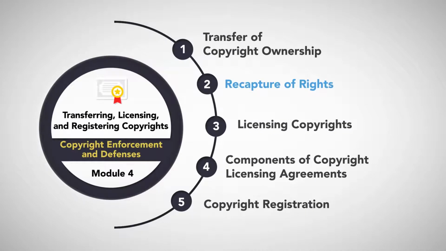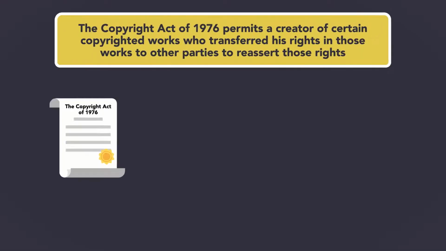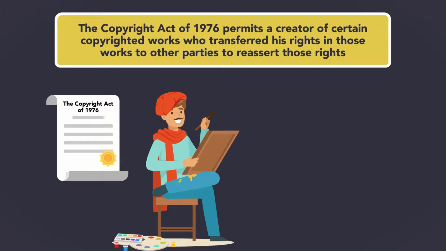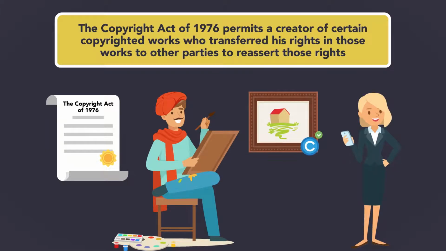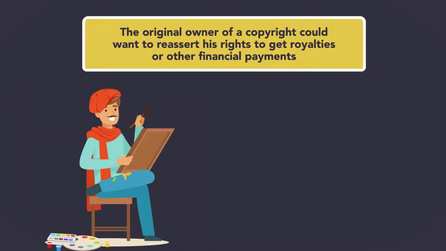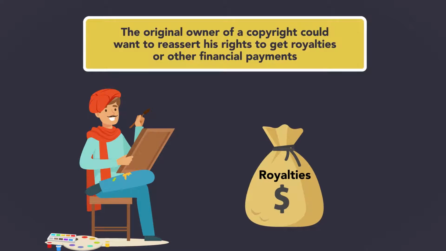Recapture of rights. The Copyright Act of 1976 permits a creator of certain copyrighted works who transferred his rights in those works to other parties to reassert those rights. The original owner of a copyright could want to reassert his rights to get royalties or other financial payments.